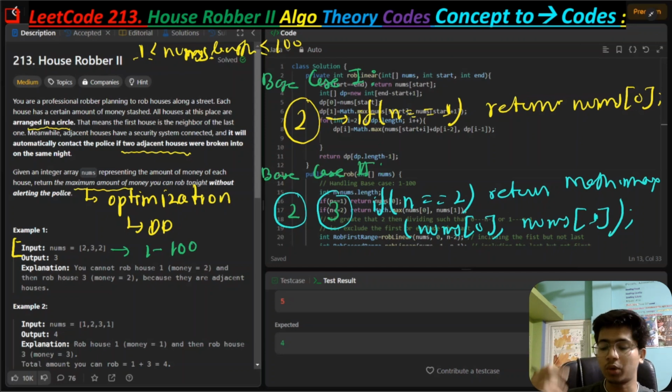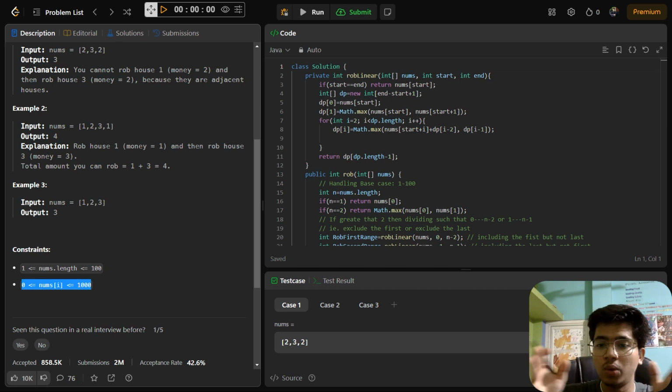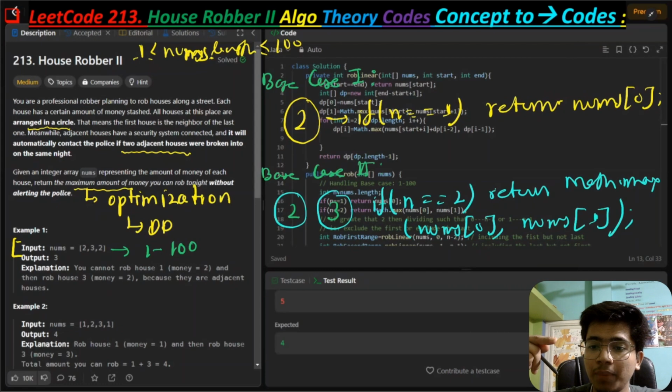But what will happen in the program? What is the constraint? The constraint was that the number of houses is up to 1000. That means we can have a large number of houses, up to 1000. So these are the base cases, for one value and two values, and it will go up to 1000. So we have to think up to the last case.